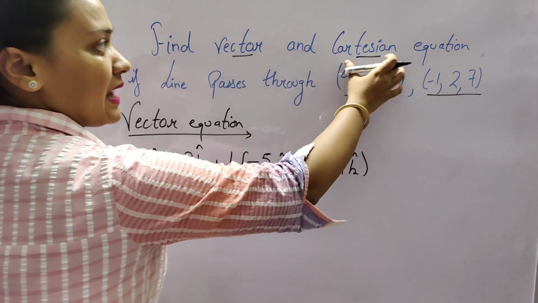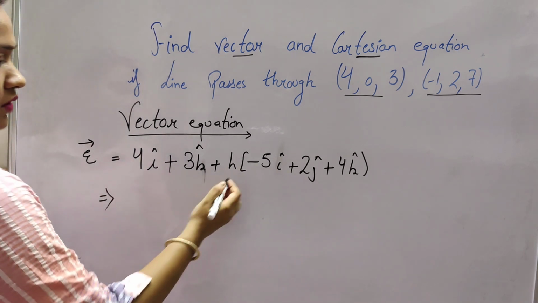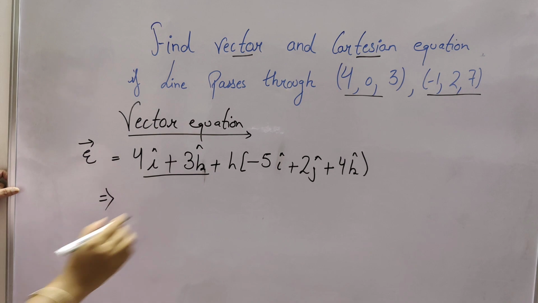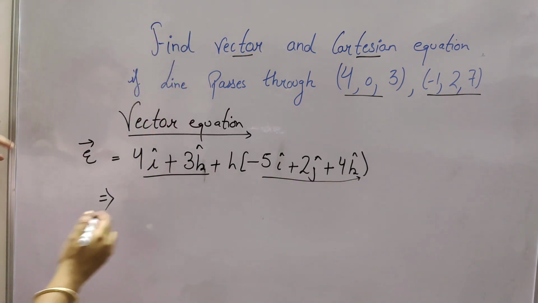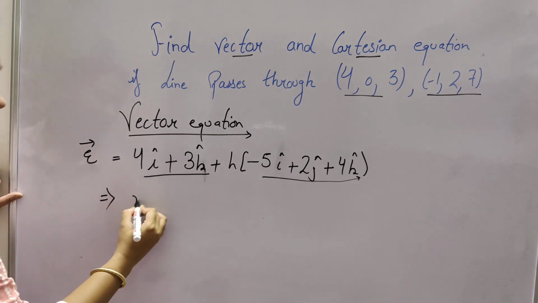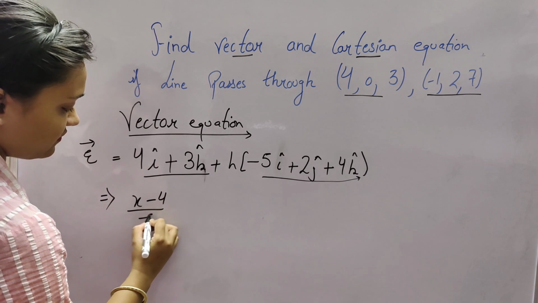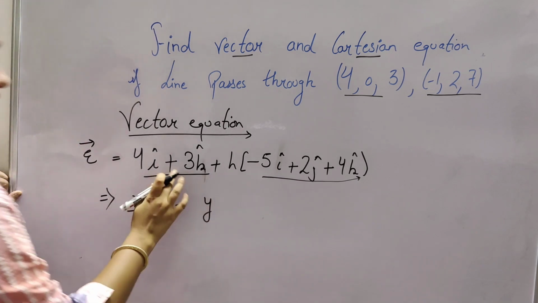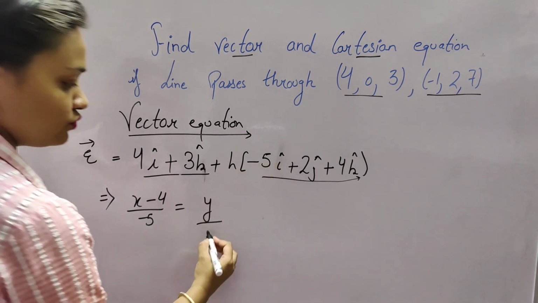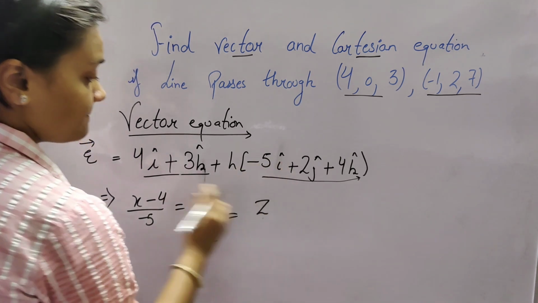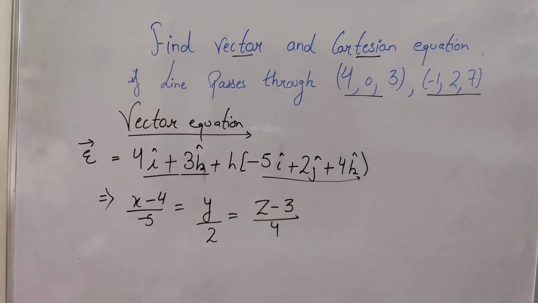Now we are going to calculate the Cartesian equation. Putting all these values, this is the position vector and these are the direction ratios. From these two points we can build the Cartesian equation, which is x minus 4 upon minus 5, y, there is no j, so we simply write y upon 2, z minus 3 upon 4. This is the Cartesian equation.